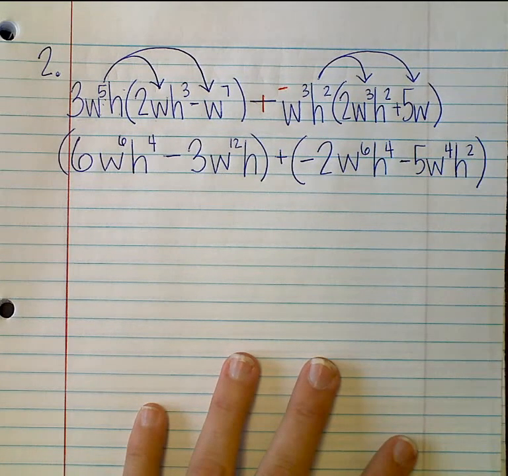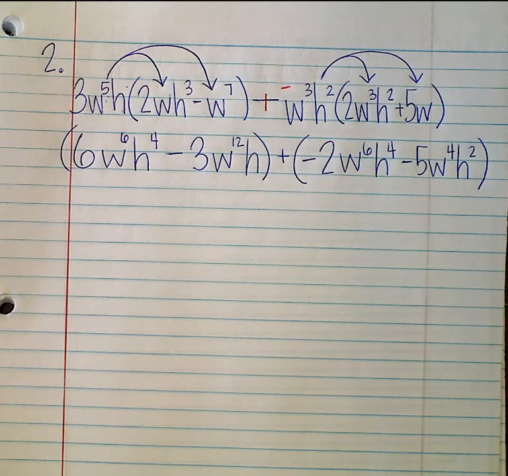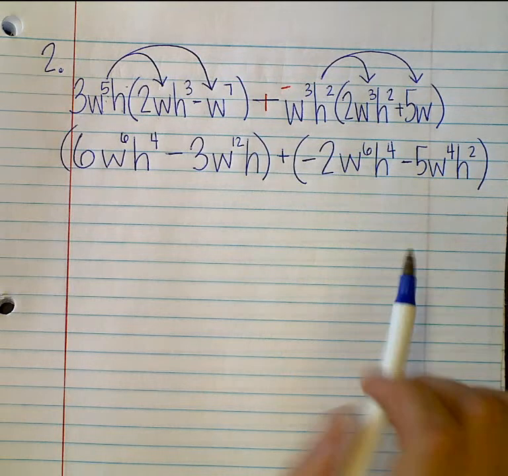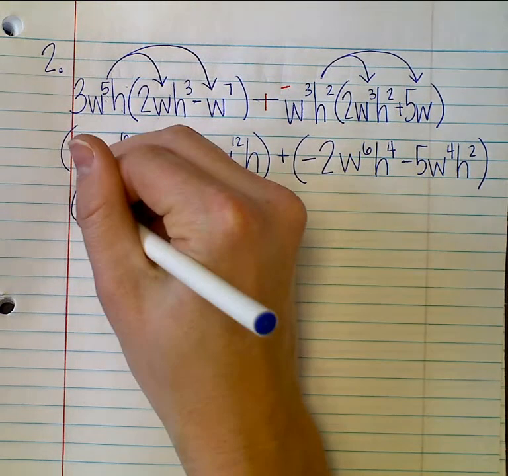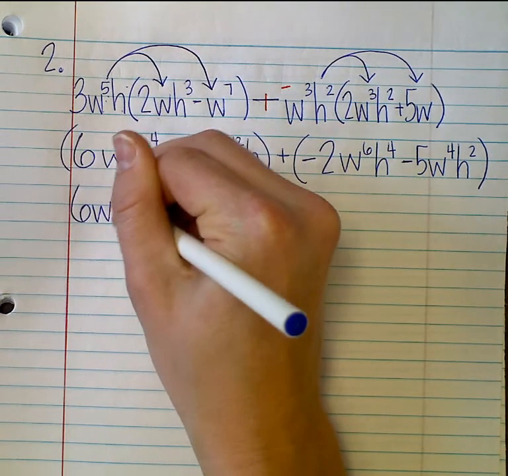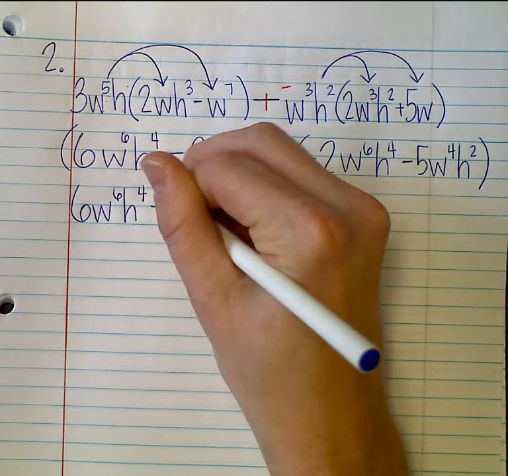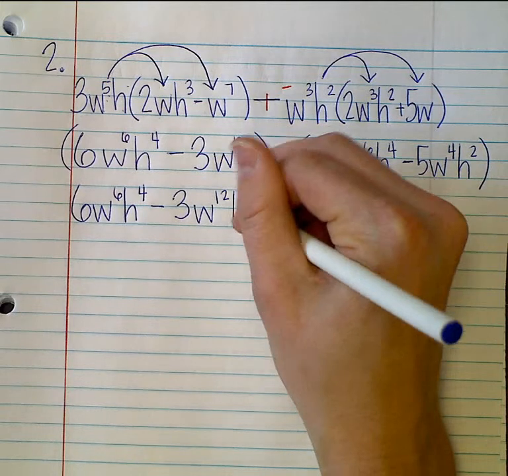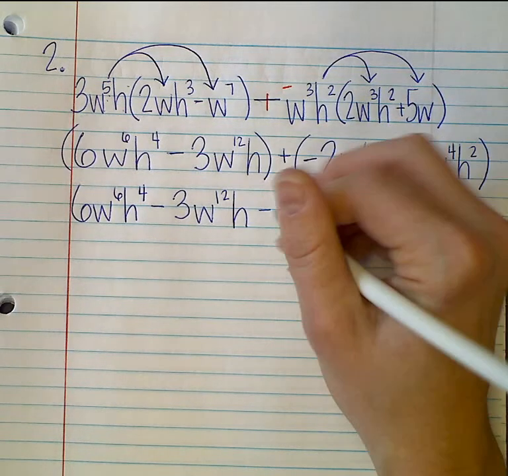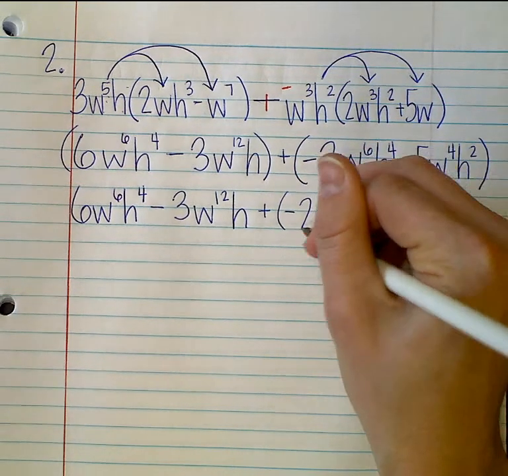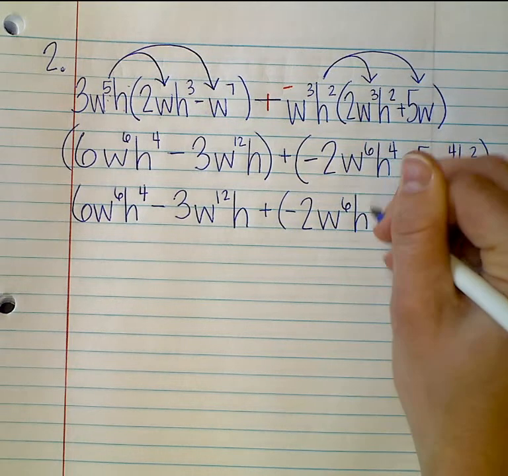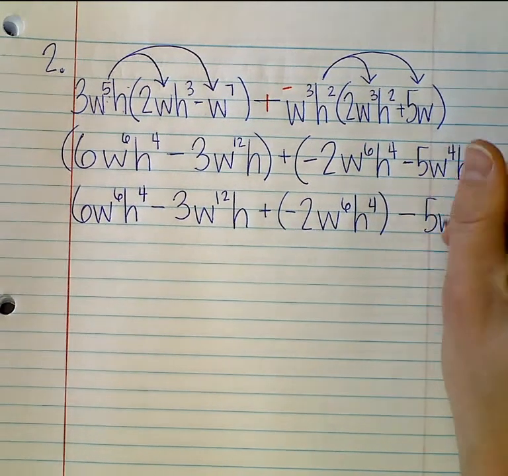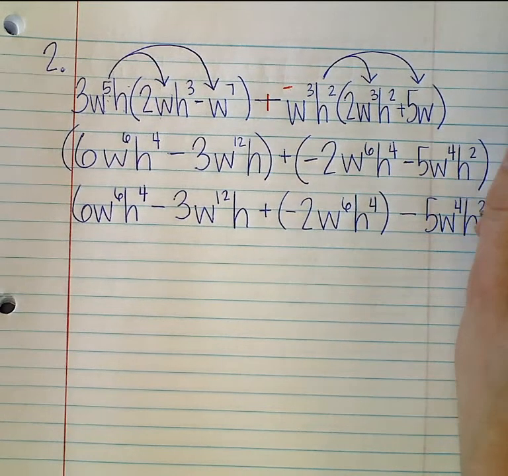I have two new quantities. We're adding them together so we can just remove these parentheses. 6w to the 6th power h to the 4th power minus 3w to the 12th power h plus negative 2w to the 6th power h to the 4th power minus 5w to the 4th power h squared.